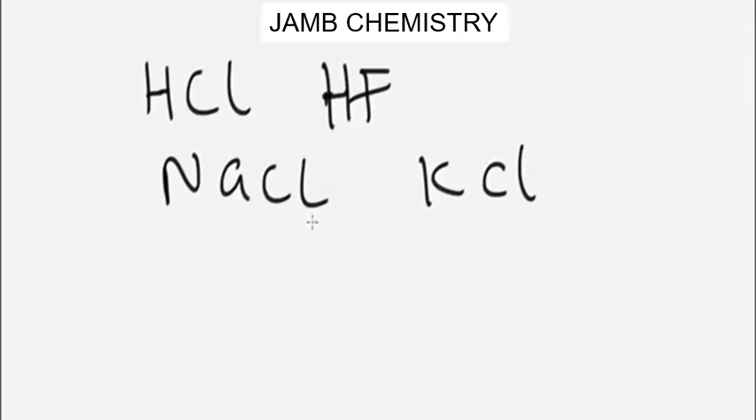Now let's not forget that ionic bonding is usually between a metal and a non-metal. So in this case, this is a metal, this is the non-metal, this is the metal, and this is the non-metal.